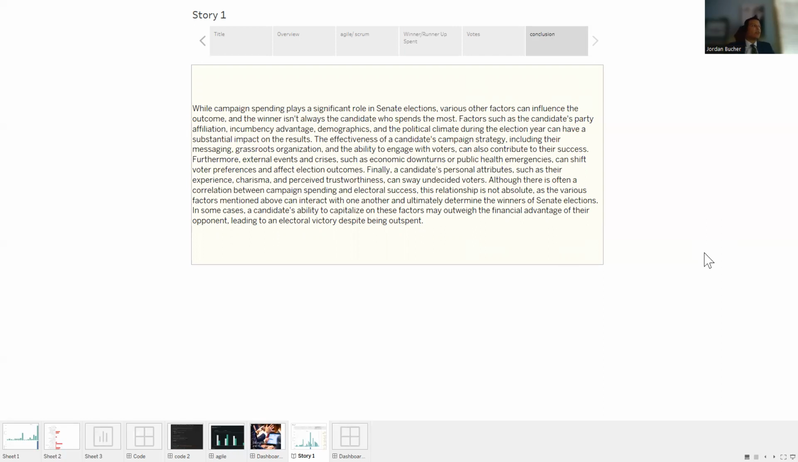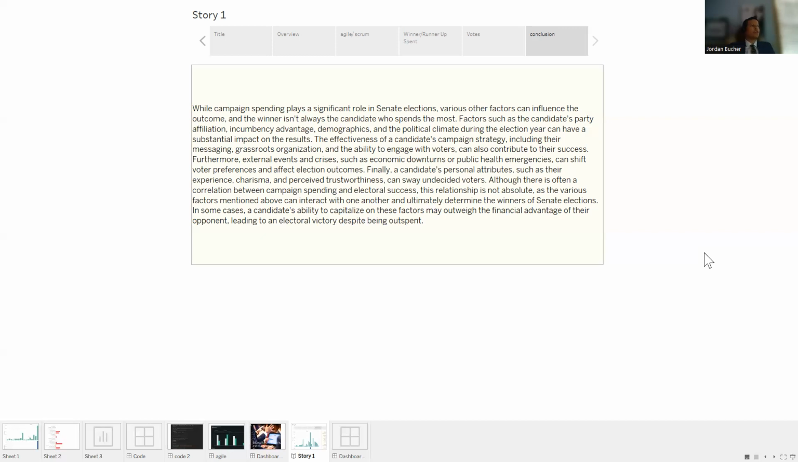Factors such as the candidate's party affiliation, incumbency advantage, demographics, and political climate during the election year can have a substantial impact on the results. The effectiveness of a candidate's campaign strategy, including their messaging, grassroots organization, and the ability to engage with voters, can also contribute to their success. Furthermore, external events and crises, such as economic downturns or public health emergencies, can shift voter preferences and affect election outcomes. Finally, a candidate's personal attributes, such as their experience, charisma, and perceived trustworthiness, can sway undecided voters.